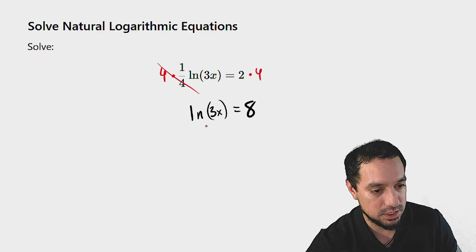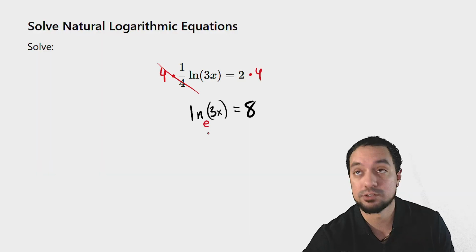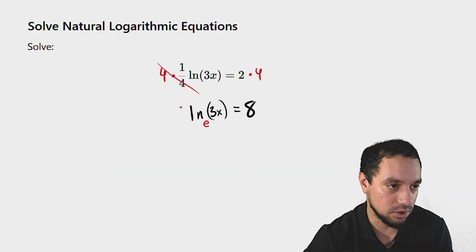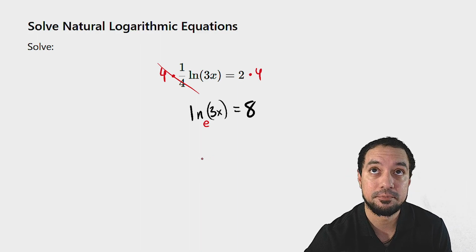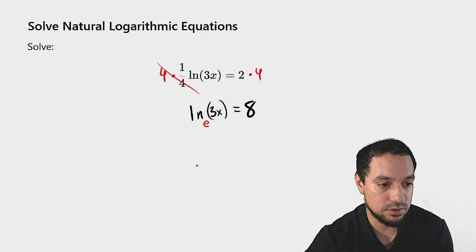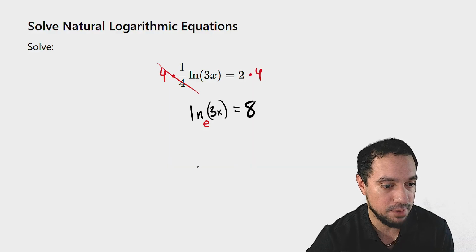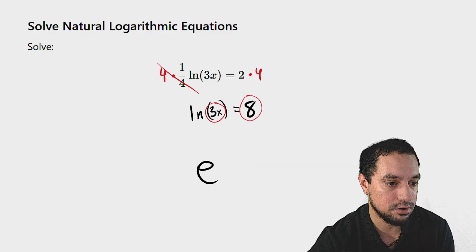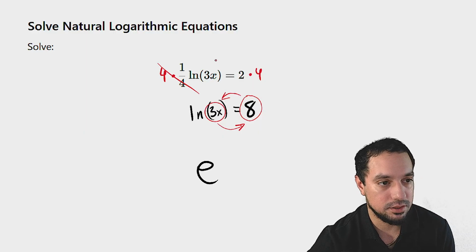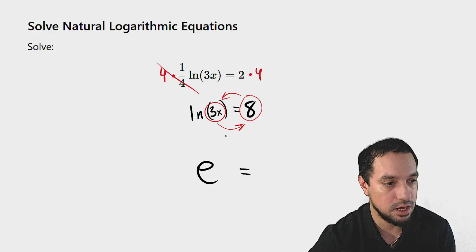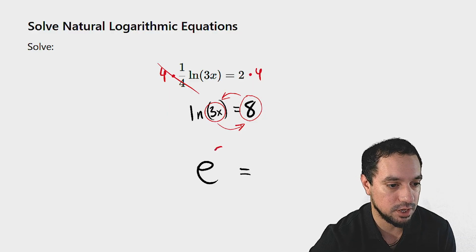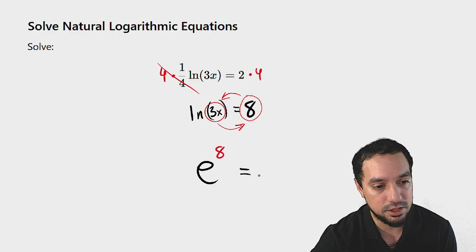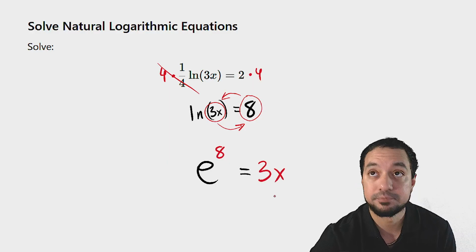To do my form changes, I always tell my students to start with the base. This is natural log, so it's an invisible base e. So the first thing I want to do is write my base. And then from there, the answer and the argument switch places. So the 8 ends up moving to the left-hand side, and the 3x ends up moving to the right-hand side.